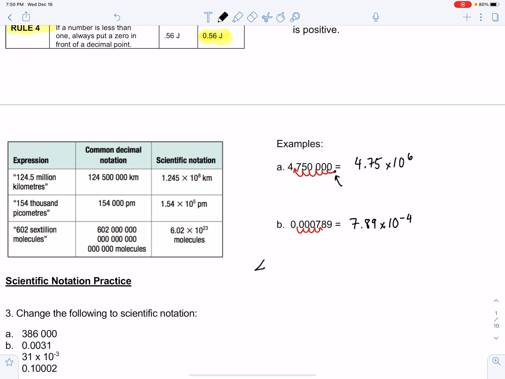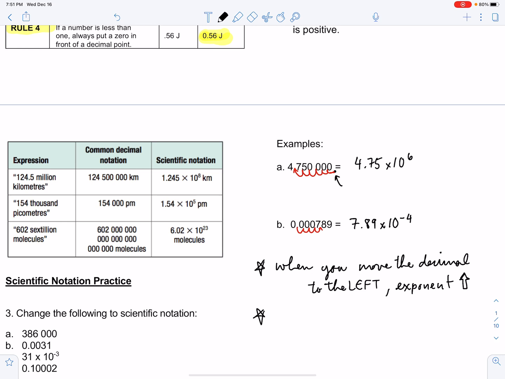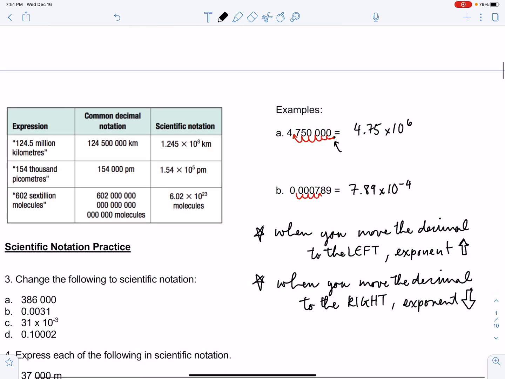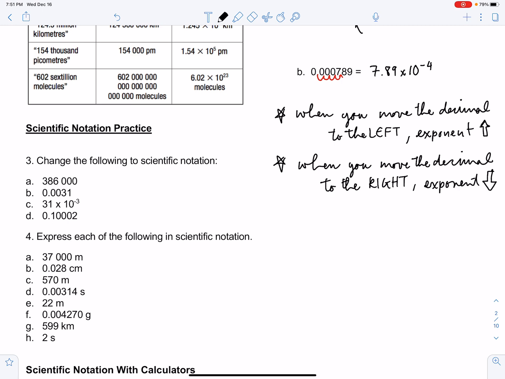Okay, now here's a little rule that we need to know. When you move the decimal place to the left, the exponent increases. And when you move the decimal place to the right, the exponent decreases. The number of spaces that you move the decimal tells you by how much the exponent will go up or go down. Now I want you to try these examples on scientific notation.